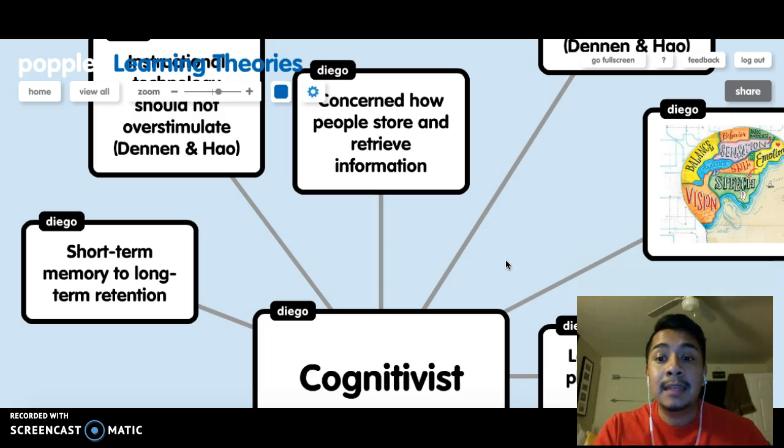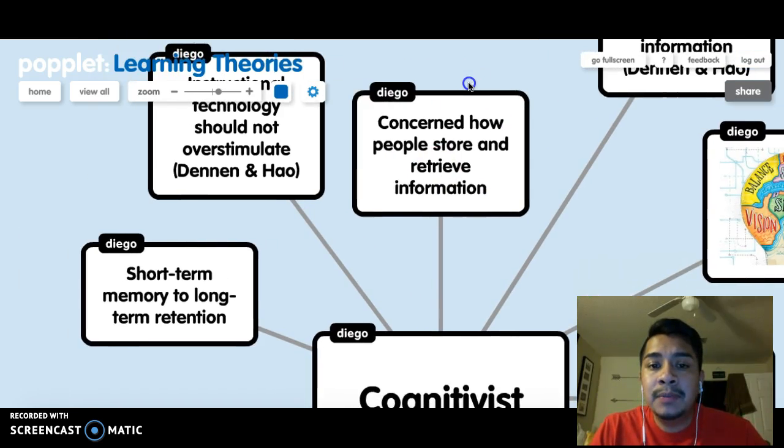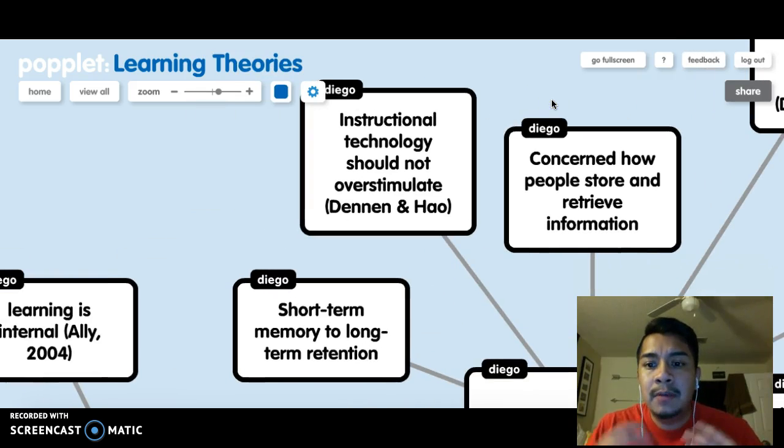Things like this concept map, which is something that the articles, I don't remember if it was Denon and Howe, said that concept maps and graphic organizers and templates work very well with the cognitive approach. So this is concerned with how people store and retrieve information. The instructional technology should not overstimulate.